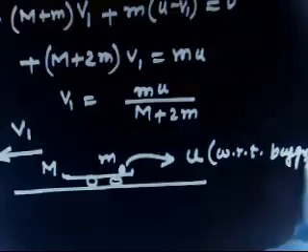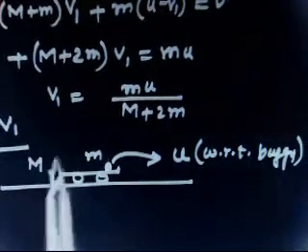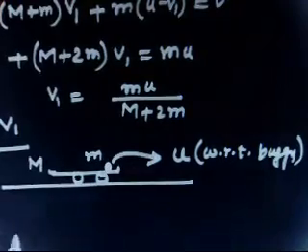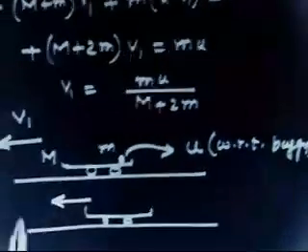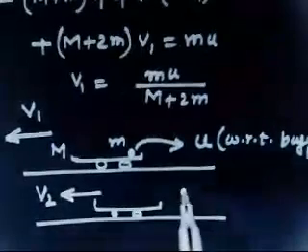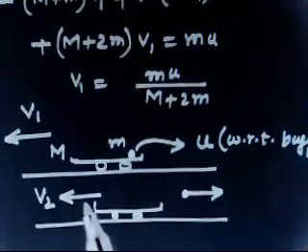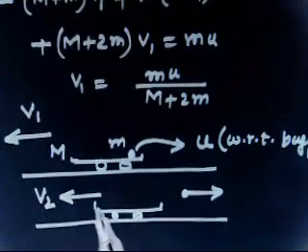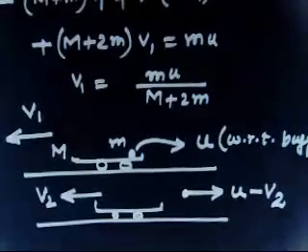So this is the situation. What will happen if this man jumps? The velocity of this will change. So let us say this goes back with the speed v2. So this is going in the backward direction with the speed v2, and the man is here, and the speed of the man is u with respect to the buggy, and the buggy itself is going in the backward direction with the speed v2. So the actual velocity of the man is u minus v2.